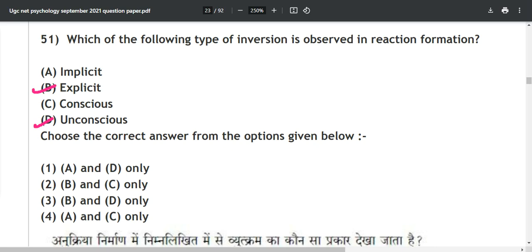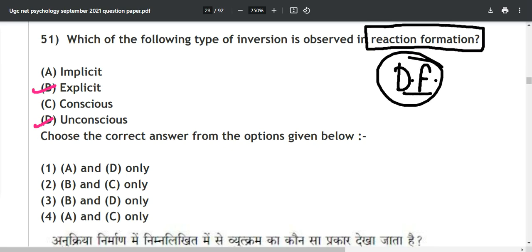For this, to see how the answer is B and D only, you first of all need to understand the basics of reaction formation. It is one of the types of defense mechanism which you can refer to in the NCERT or any general psychology book as well. You will just do the opposite of what you feel and what you pretend to do.